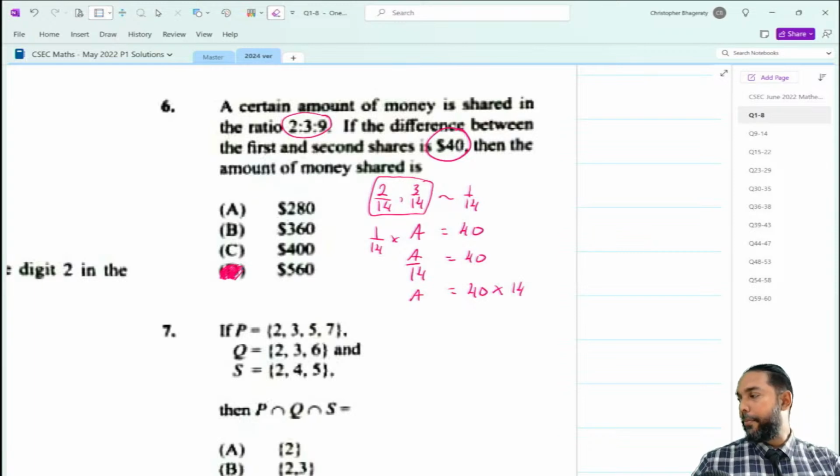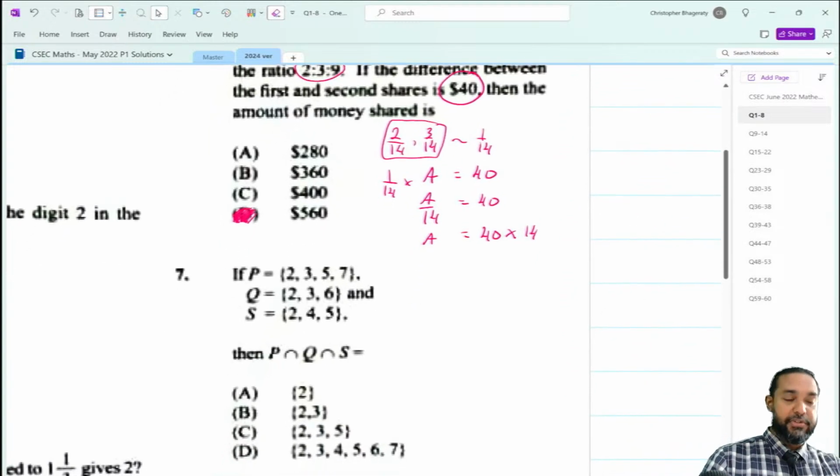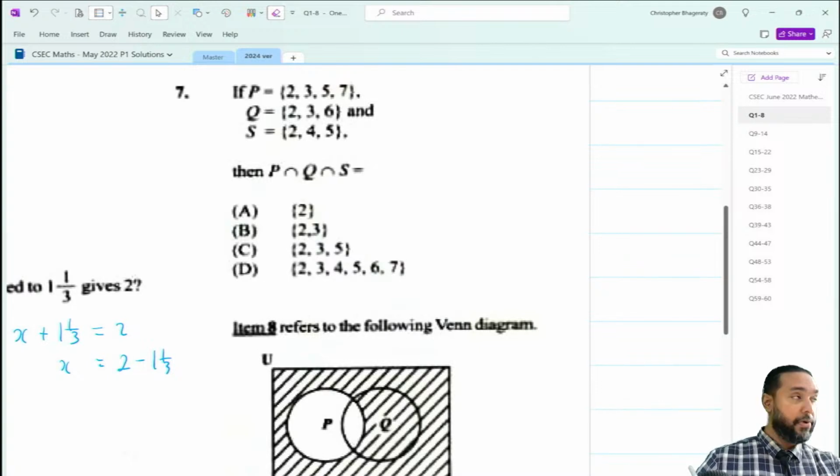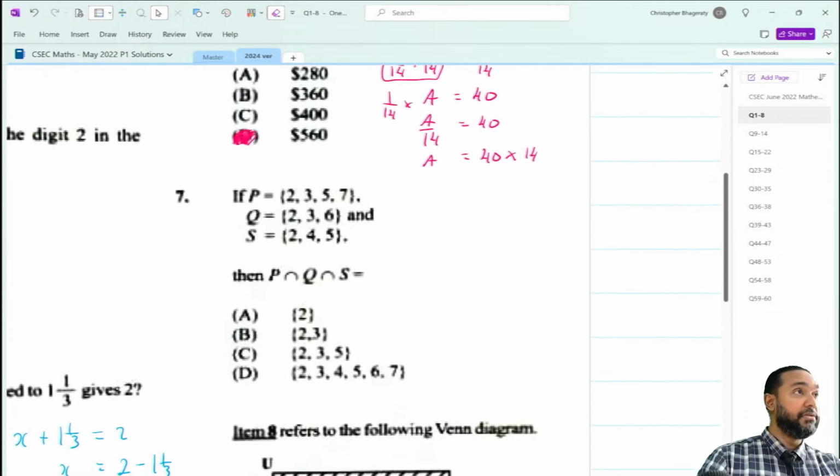Hey, TikTok, how y'all doing? All right. Quick question. You're okay with that one? All right. I know ratios could be a bit tricky for some people, so I want to make sure you're okay with it. All right. 560, I think it was D.